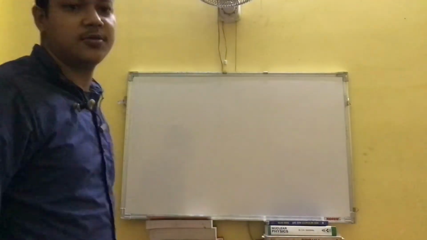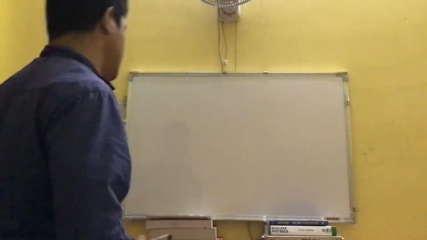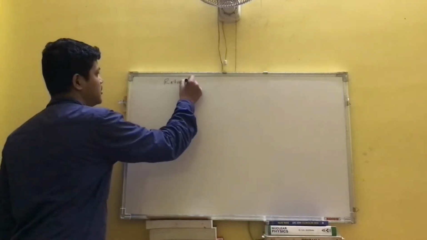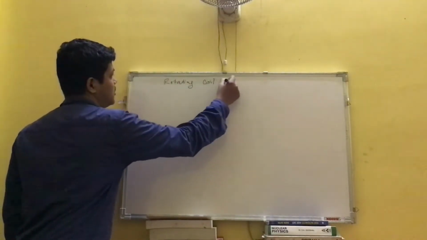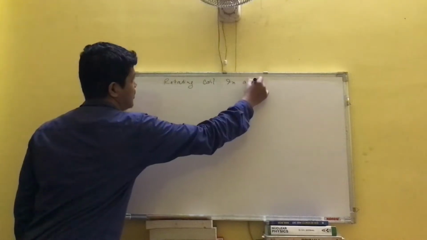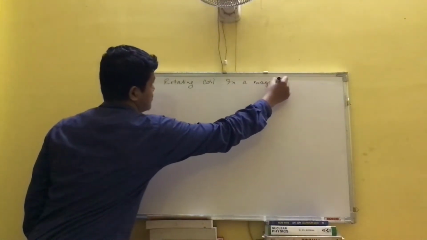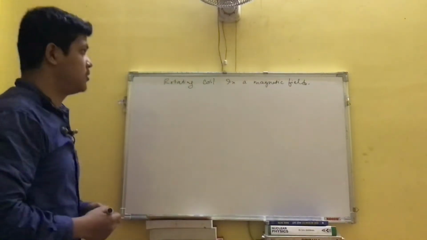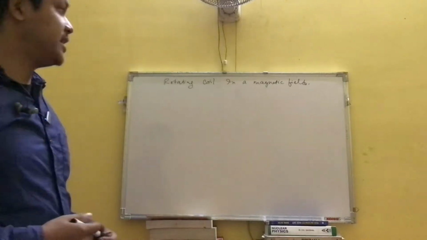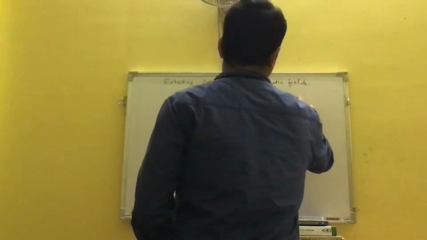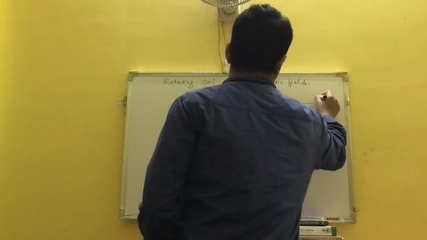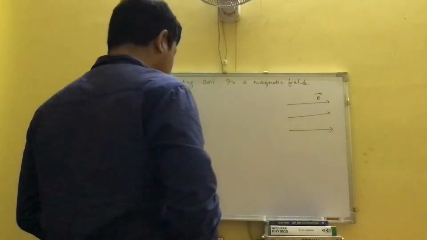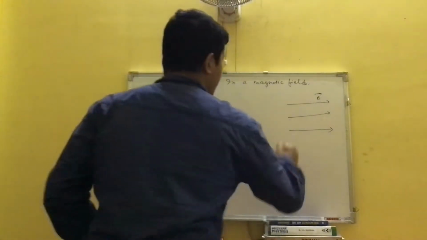Now let us discuss rotating coil in a magnetic field. Suppose we have a magnetic field. This is the magnetic field B in this direction. And we have a coil here with n number of turns.